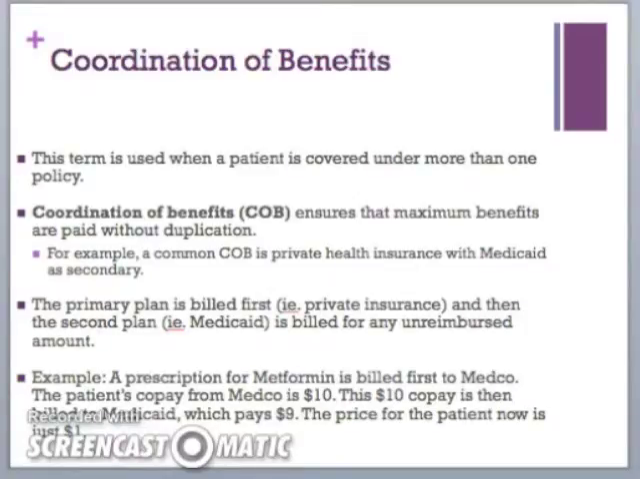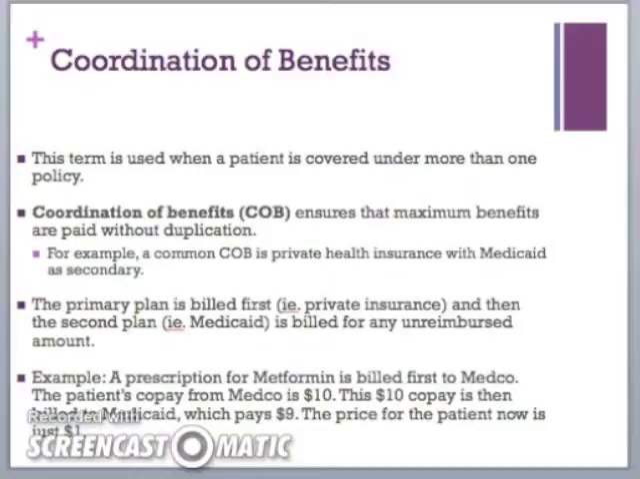A term you might see or hear while working in a pharmacy is coordination of benefits, sometimes simply abbreviated to COB. This is typically used when dealing with a patient that may have more than one insurance policy. Coordination of benefits makes sure that the maximum amount of benefits are used to pay for a service. One example we've seen before is patients with both a private insurance policy and Medicaid.